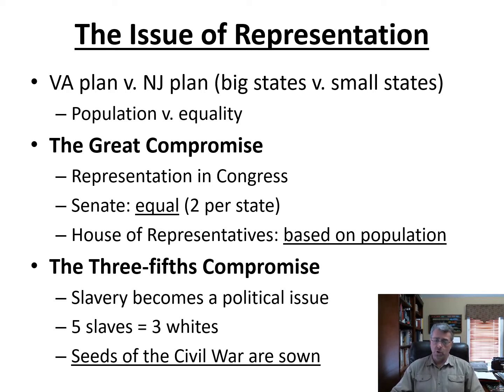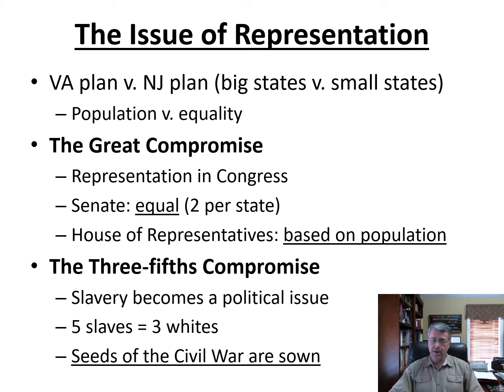So two competing ideas here, one based on population, one based on straight equality. Every state gets the same number of votes. And it's difficult for them to come to any kind of an agreement here because there's a lot of competing interests. Especially when you start looking at how the various populations of these states are going to be determined. We'll get to that issue here in just a minute.